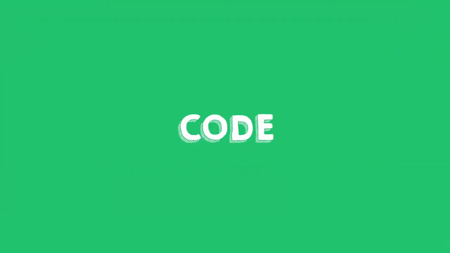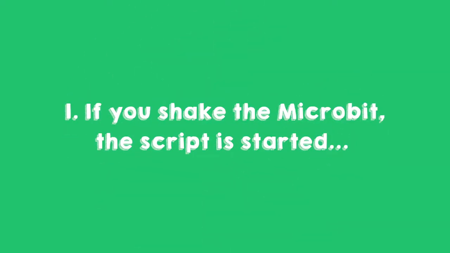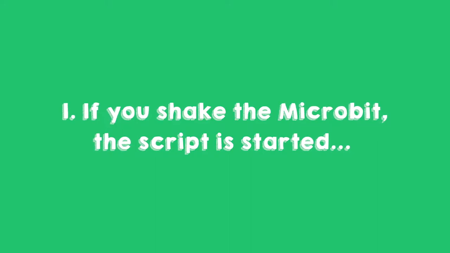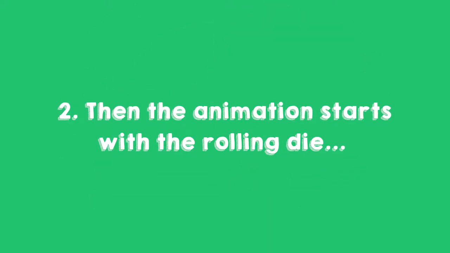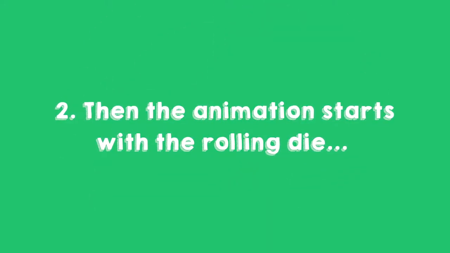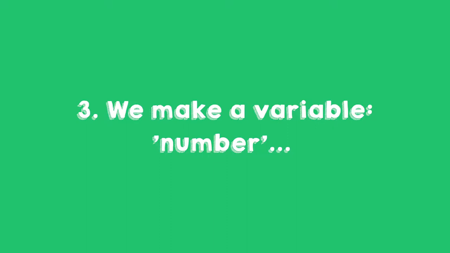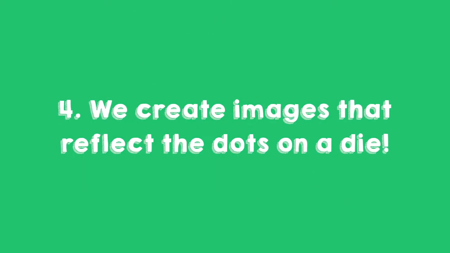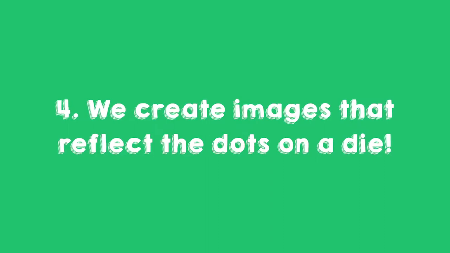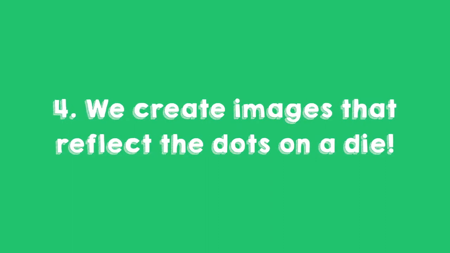The code, or the script, that we are going to create in this mission consists of a number of steps. 1. If you shake the microbit, the script is started. 2. Then the animation starts with the rolling die. 3. Within the animation, we make a variable, number, and this number is always a number between 1 and 6, the options of a die. 4. And then we create an image for every number with the LED lights that reflect the dots on a die.